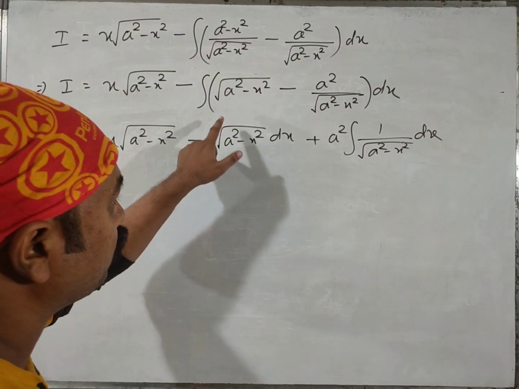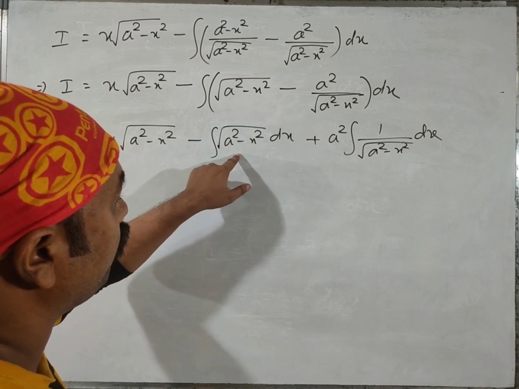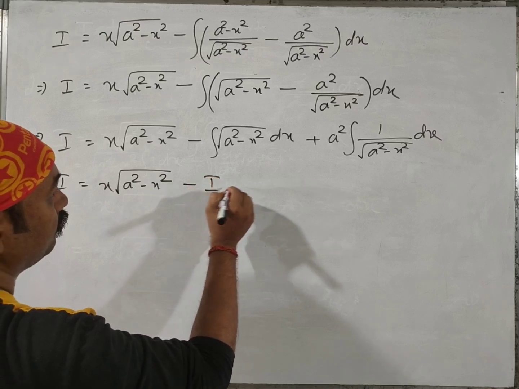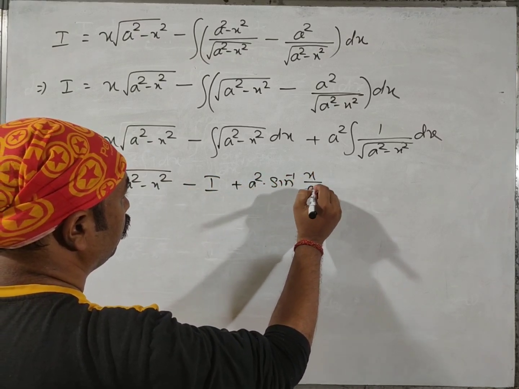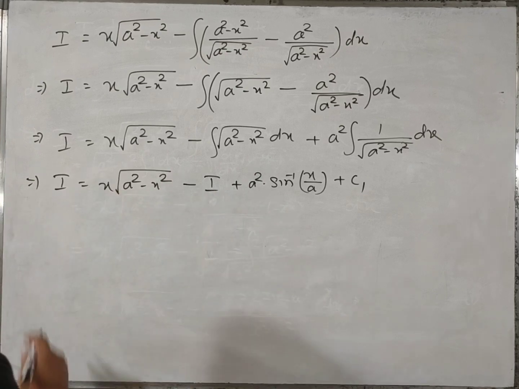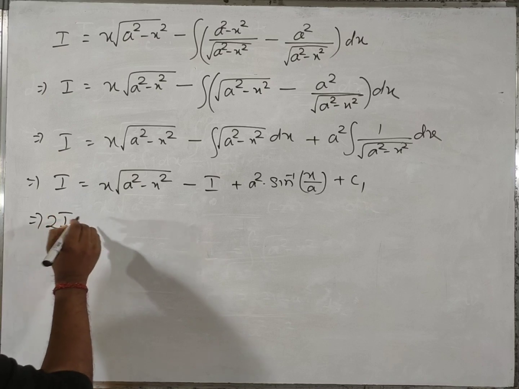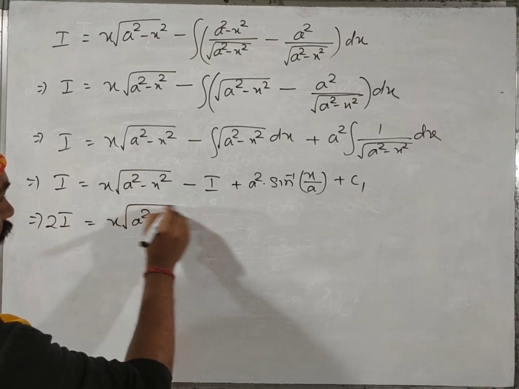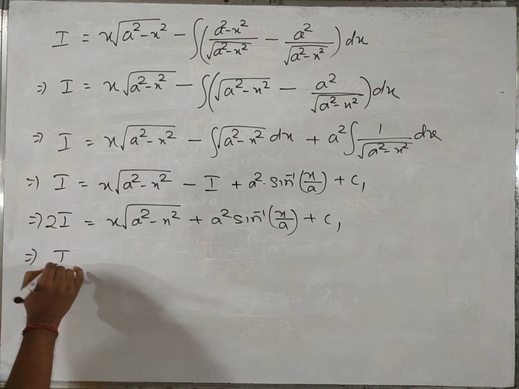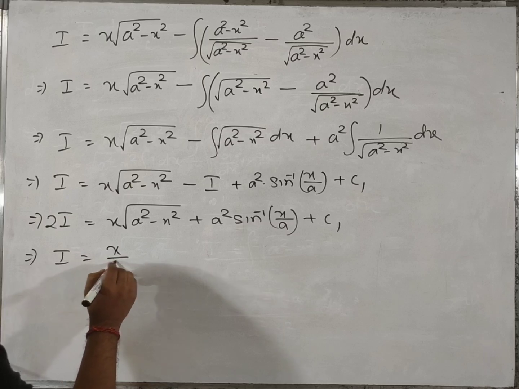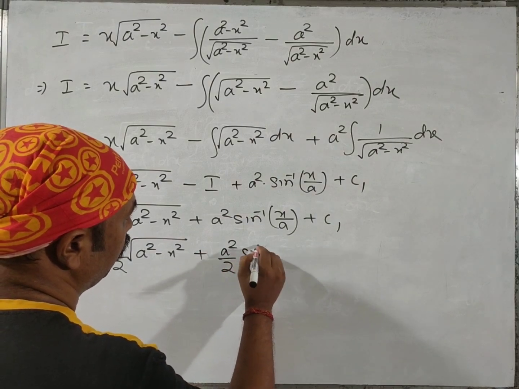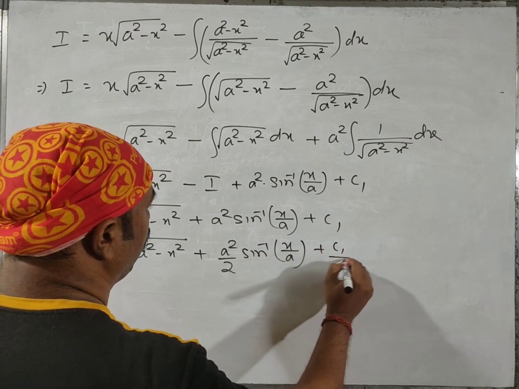then by putting I in place of the integral of square root of a square minus x square dx, we have then shifting this I term towards the left hand side, we have I plus I, then it will be 2I, then I will be equal to x by 2 square root of a square minus x square plus a square by 2 sin inverse x by a plus c1 divided by 2.